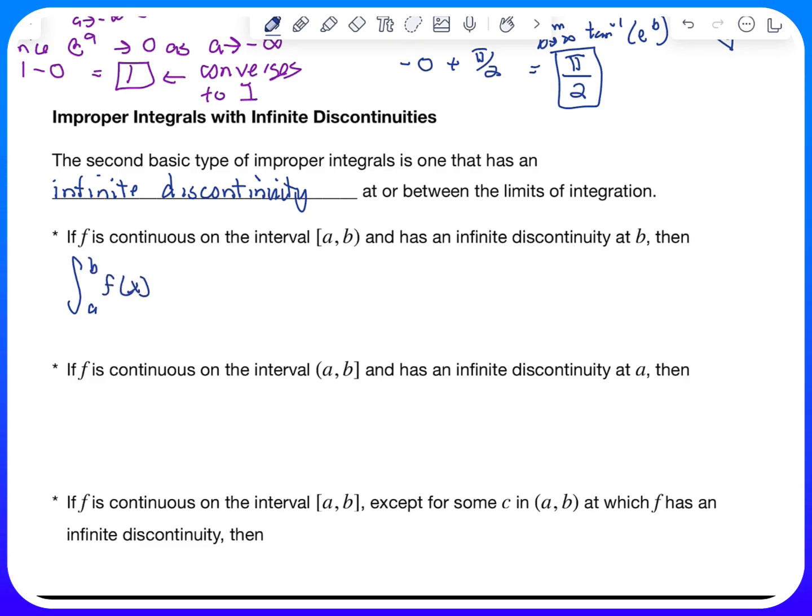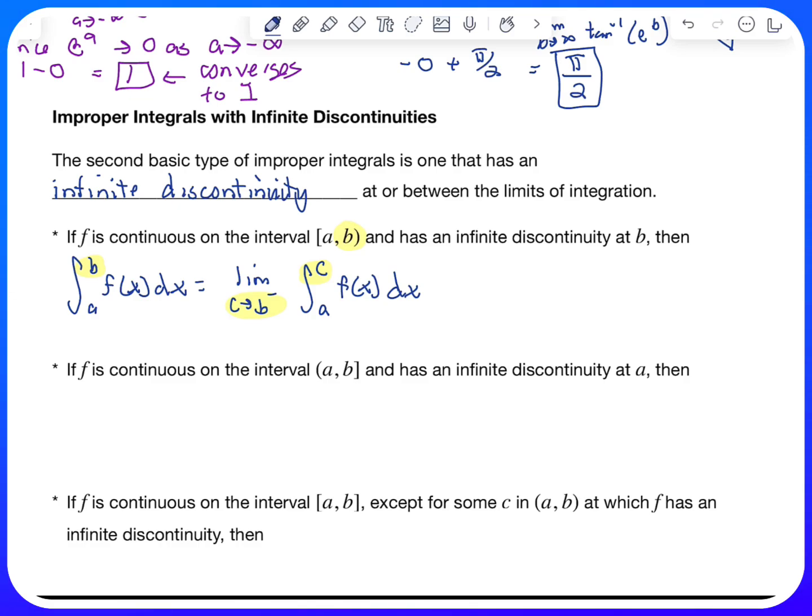So if I have the integral from a to b of f of x dx, and it has an infinite discontinuity at the endpoint b, I would rewrite this as the limit as c goes to b from the left of the integral from a to c of f of x dx. So notice, if the asymptote occurs at our upper bound b, our integral does not reach b, so our upper bound is replaced with the letter c, and we'll use the limit.